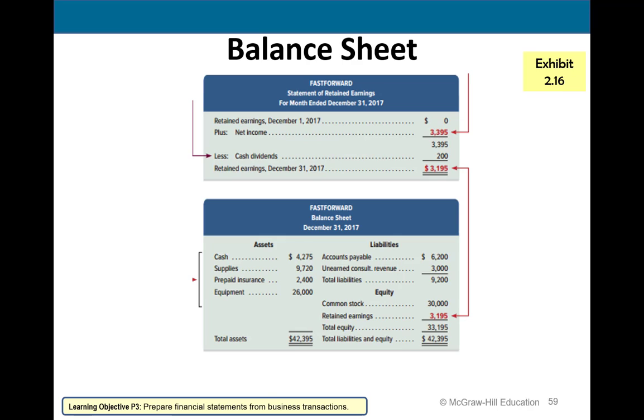The equity section shows equity of $32,195. That's $30,000 of common stock plus the ending retained earnings from the statement of retained earnings at $3,195. Note the link between the ending balance of the statement of retained earnings and the capital balance. So this retained earnings is brought forward to here. We would not use the retained earnings that we find in the ledger at this time. We will be changing that during closing.